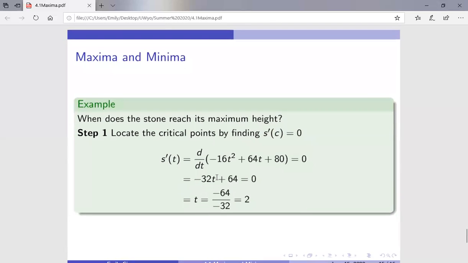All right, welcome back. So we're interested in when the stone reaches its maximum height. So step 1 is locating the critical points by finding our first derivative where it equals 0. So we take our first derivative and we're left with negative 32t plus 64, and we're going to set it equal to 0 because we want to find out the values of t that will make our expression true. We solve for t and we end up getting the value 2. So we know that when t equals 2, we have some sort of critical point. We don't know anything about it because we don't have a graph, but we're going to find out in the next step.